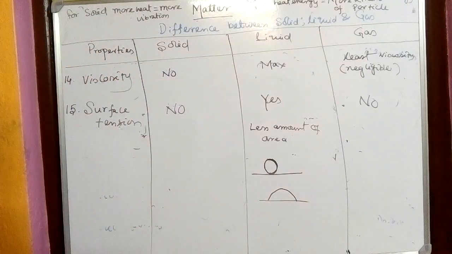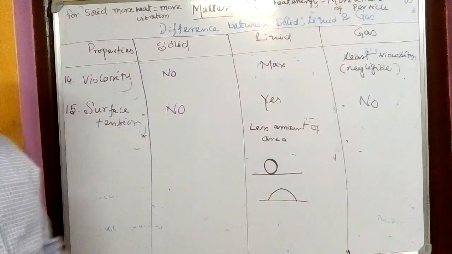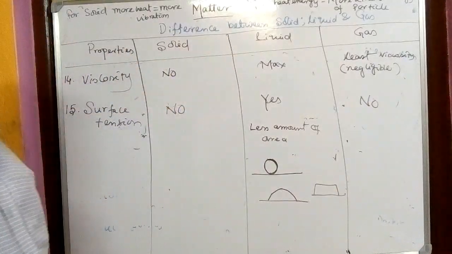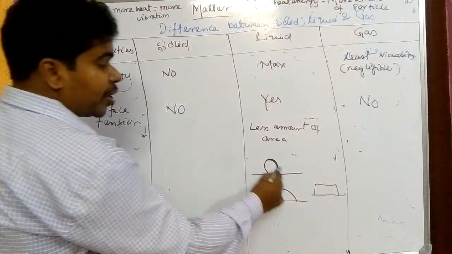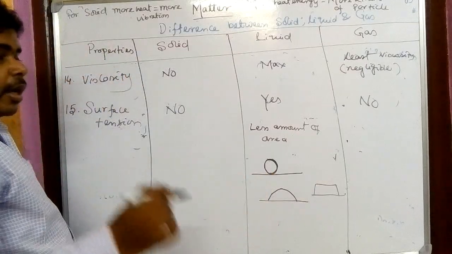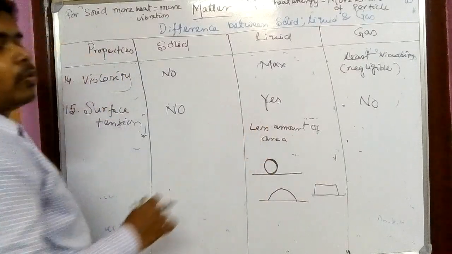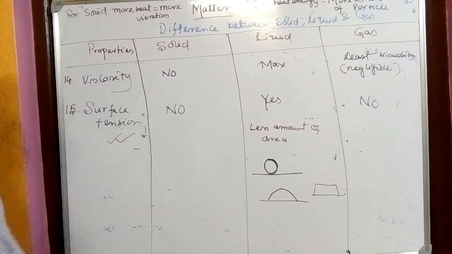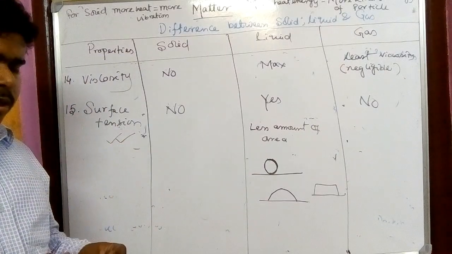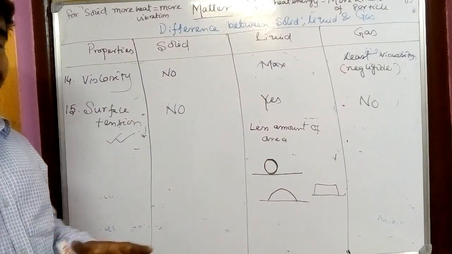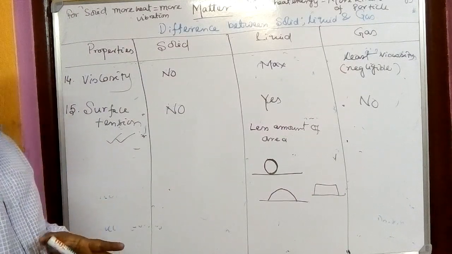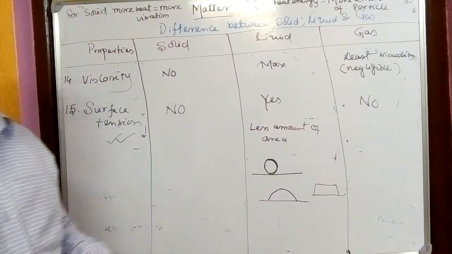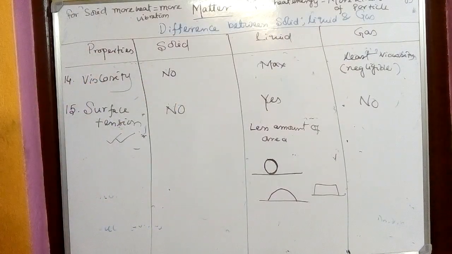Now there is a question: why is it taking this kind of shape? It could take another type of shape. Why is it not taking it? Because by this shape, it can occupy the least amount of area, and that is the property which is known as surface tension. So surface tension means the property in liquid by which it will occupy less area. And here also, solid and gas do not have surface tension.